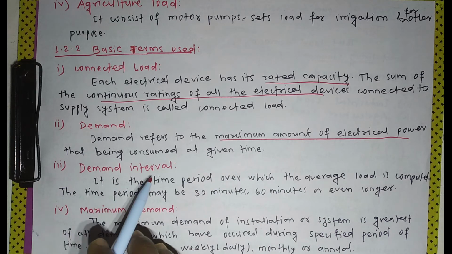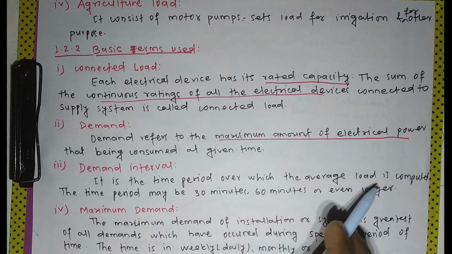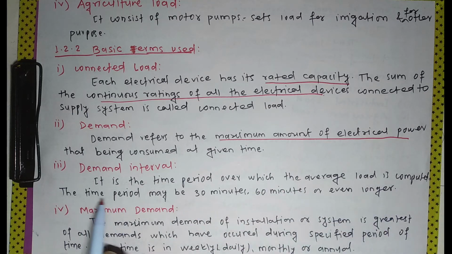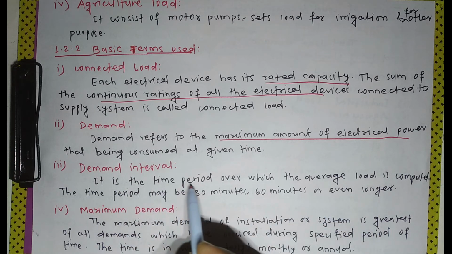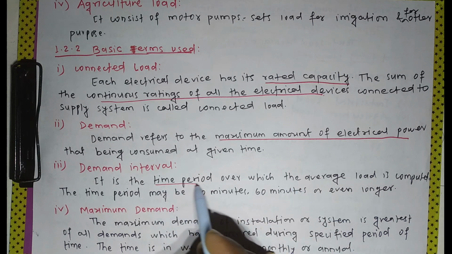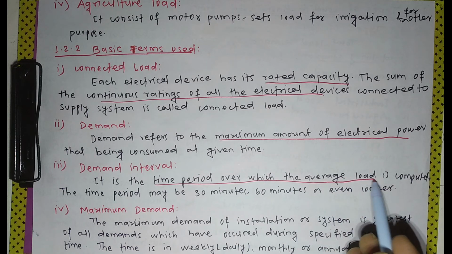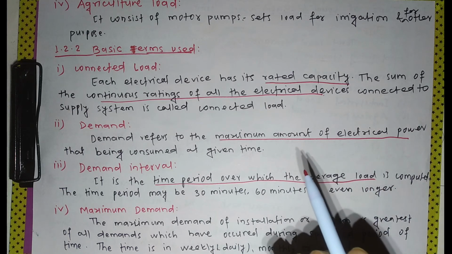Now demand interval. It is the time period over which average load is computed. The time period may be 30 minutes, 60 minutes, or even longer. Means it is the time period over which average load is computed. If we calculate average load at a given time, then it is the demand interval.